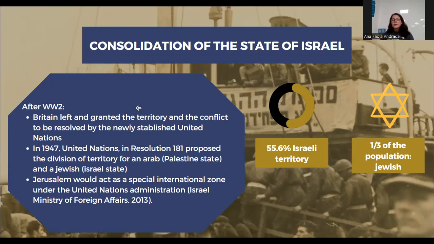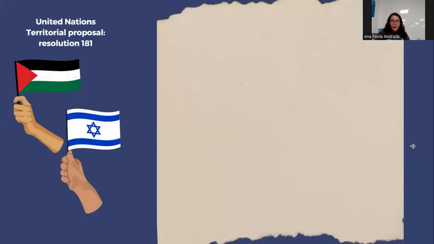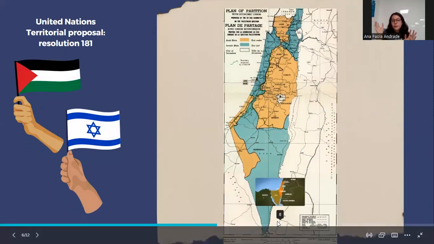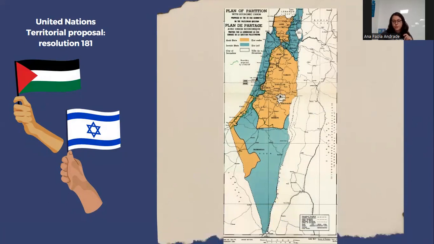Now, since Jerusalem acted as a very important place for both religions, the United Nations granted that space to work as a special international zone that would be directly under their administration. This is a map of how the territory was divided. So there, the part on the right was very close to Jordan, and to the left, Egypt.